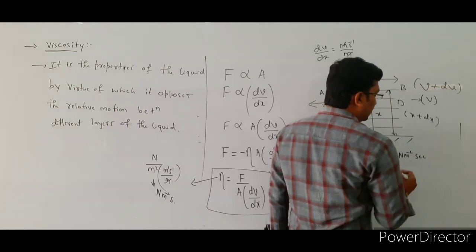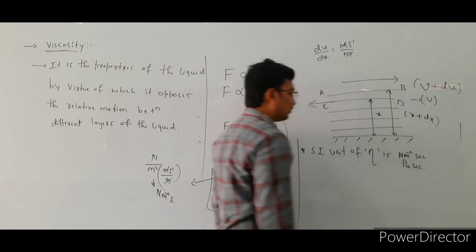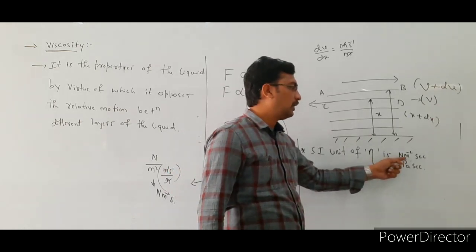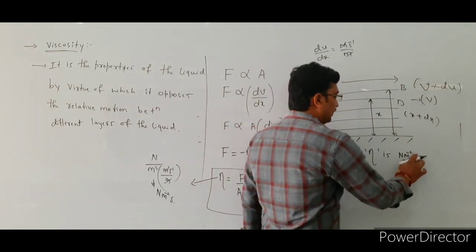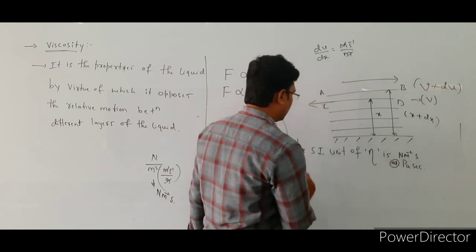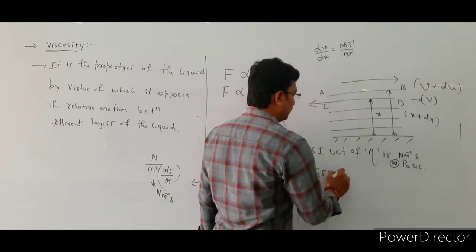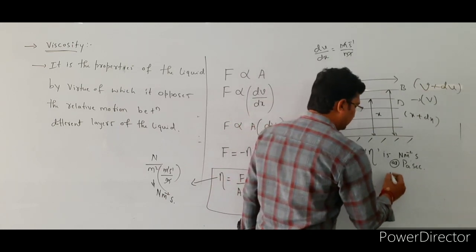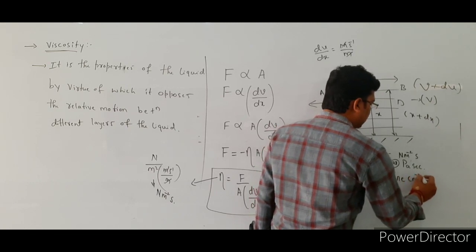Newton per meter square is nothing but Pascal. So Pascal second is another unit of the coefficient of viscosity. The SI unit of coefficient of viscosity is Newton per meter square second, or Pascal second. The next one, the CGS unit of coefficient of viscosity is dyne per centimeter square second.